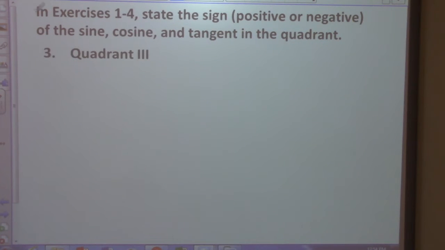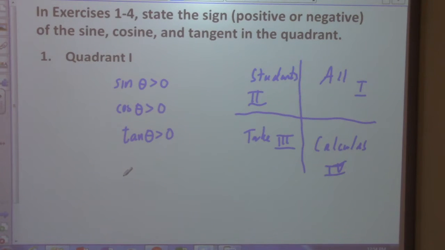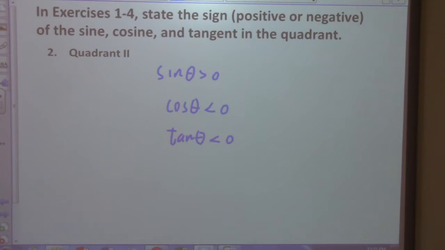And then we have this one here, quadrant 3. Can you go back to number 1? You're going really fast. Yeah, everything is positive in quadrant 1. So there it is, and that's quadrant 2.